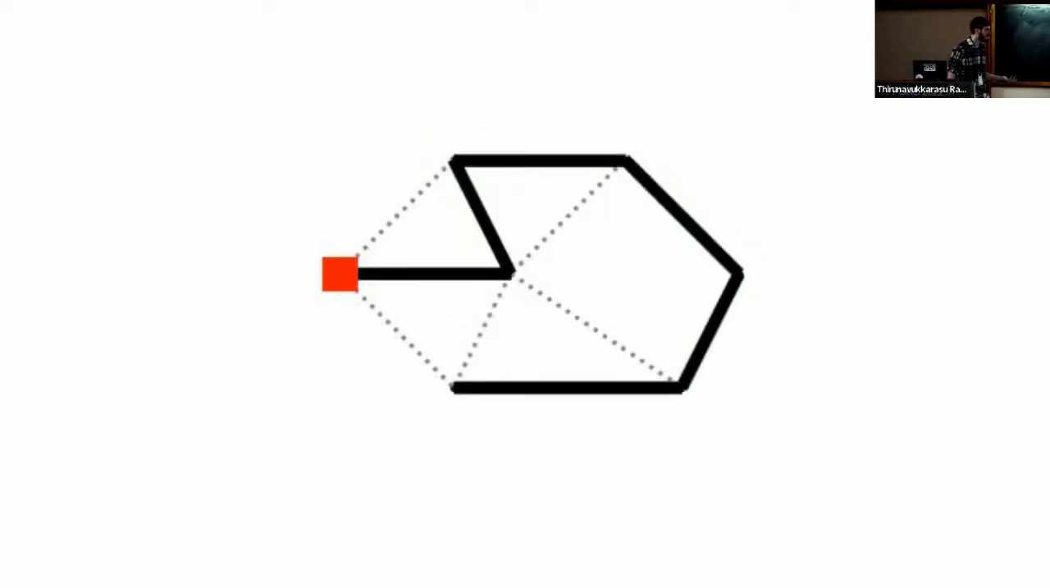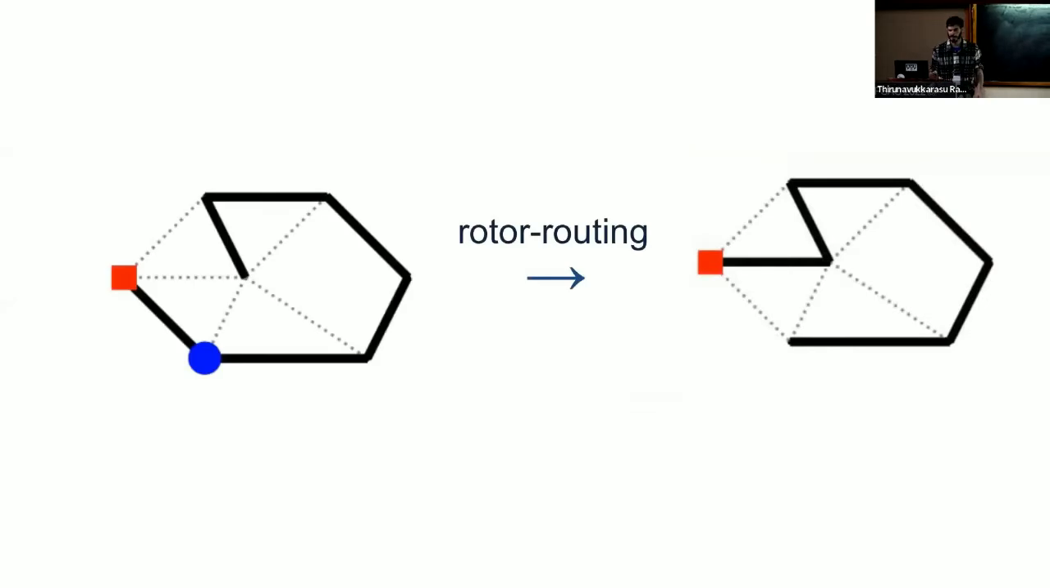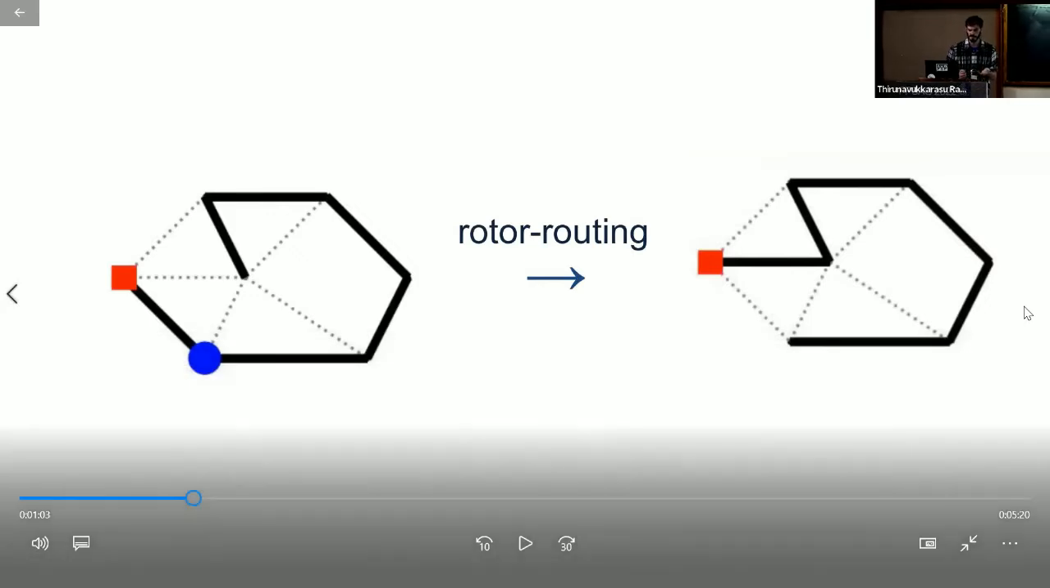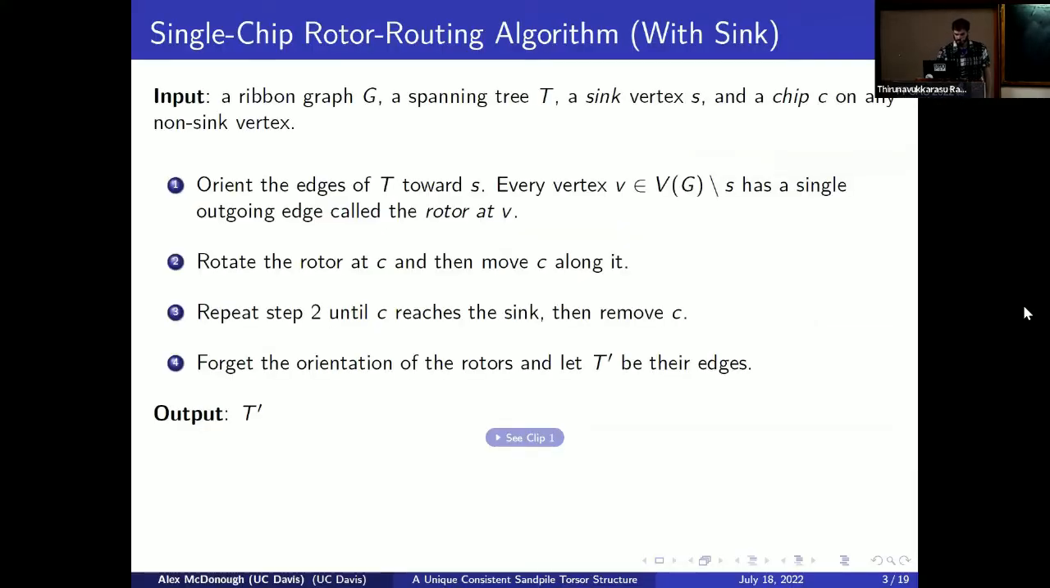And now that we've reached the sink, we erase all of the directions on these edges, and we say that rotor routing has gone from that starting spanning tree to this other one. Rotor routing specifically with this choice of sink vertex and this choice of chip. So this is the basic single chip rotor routing algorithm that we're going to be working with.